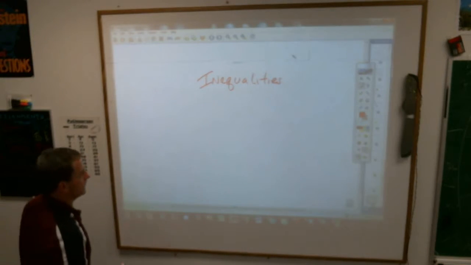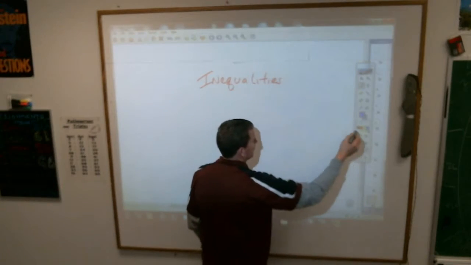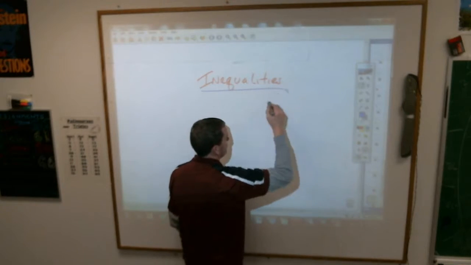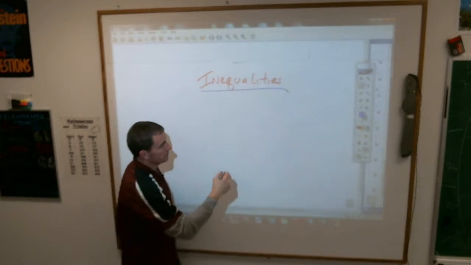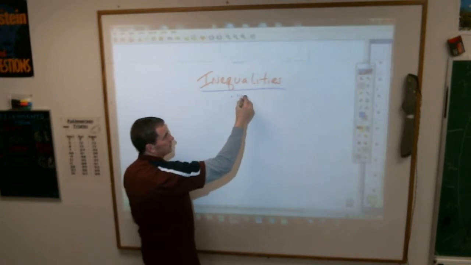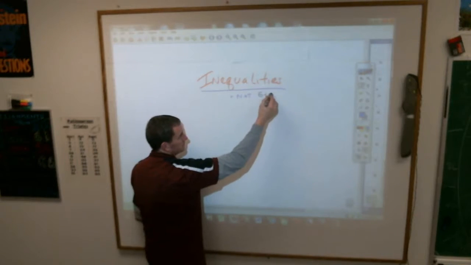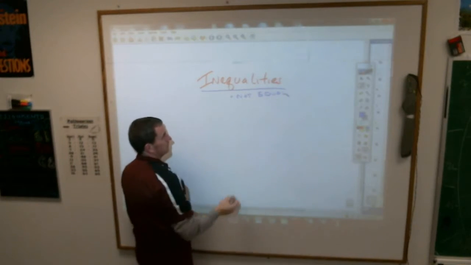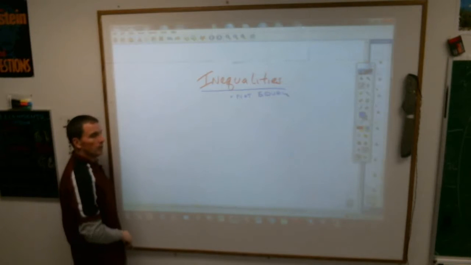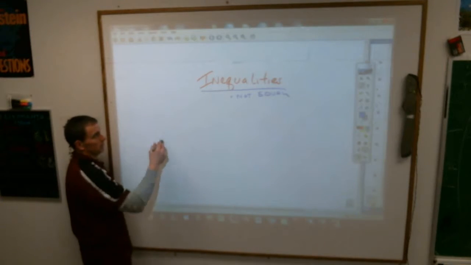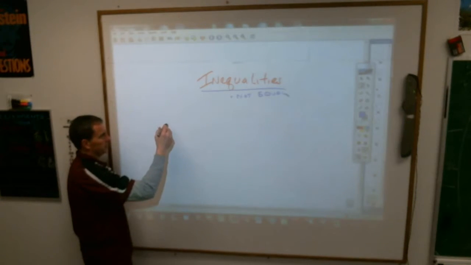But what is an inequality? Equations tell you things that are equal. Inequalities actually tell you things that are not equal. And we have our beloved inequality signs, which hopefully you have mastered by your 7th grade year.